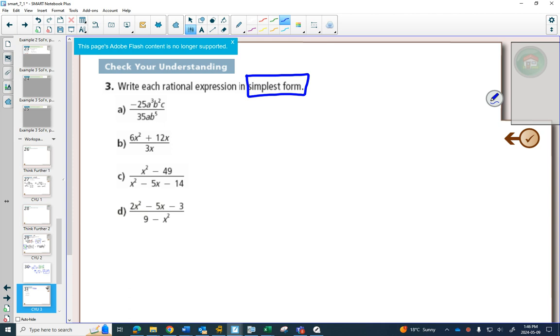So in part A, we'll do A first. Do you see that you have a fraction? You have a 25 and a 35. Draw my line there. Can you simplify that? Right? What would that number be in lowest terms? You could divide both of them by 5, right? So can you see that you would have -5/7?